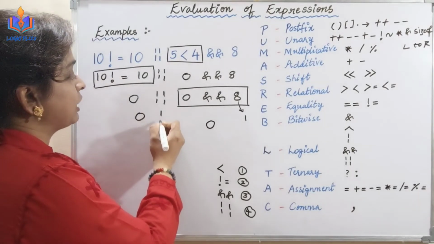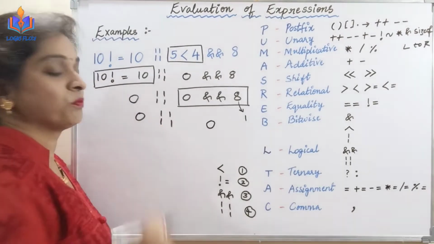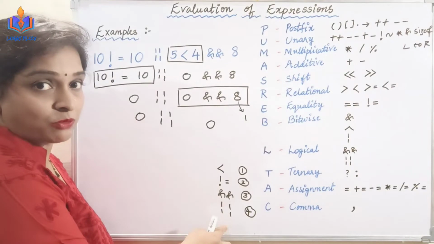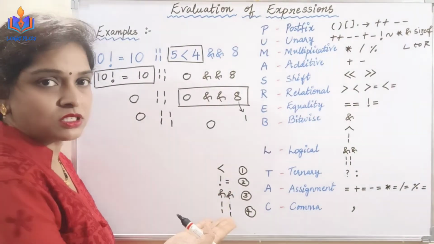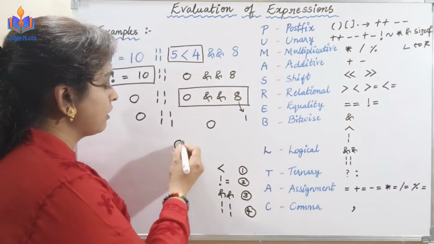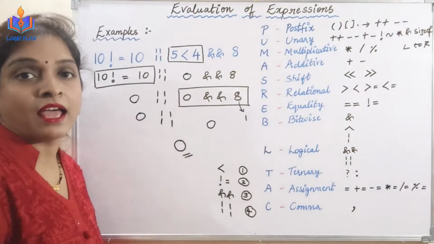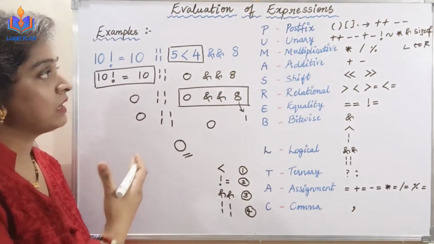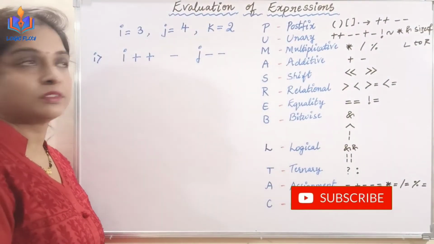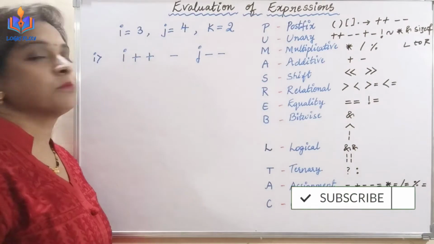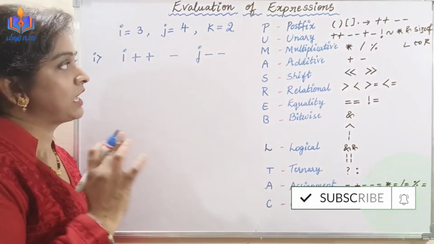Then 0 or 0. The next thing I need to evaluate is the OR. 0 or 0, both conditions are false. Then the result will be false. This will be the answer. So this is how we evaluate a complex expression. Now we have an expression with some unary operators.